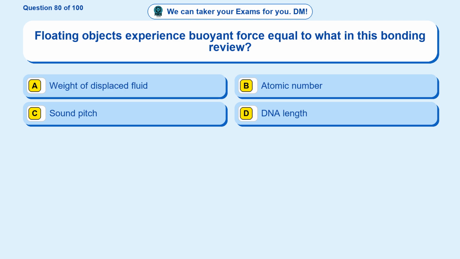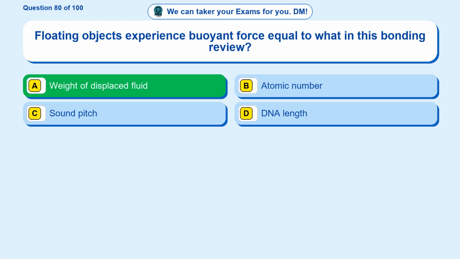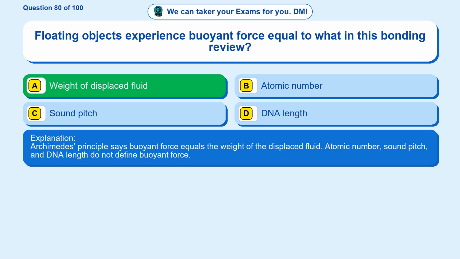Question 80. Floating objects experience buoyant force equal to what in this bonding review? Option A, weight of displaced fluid. Option B, atomic number. Option C, sound pitch. Option D, DNA length. The correct answer is option A, weight of displaced fluid. Archimedes' principle says buoyant force equals the weight of the displaced fluid. Atomic number, sound pitch, and DNA length do not define buoyant force.